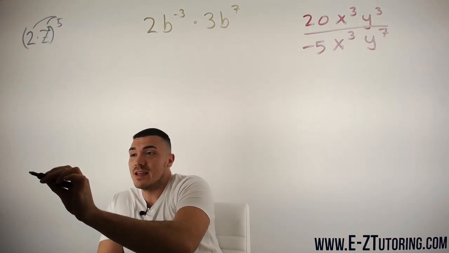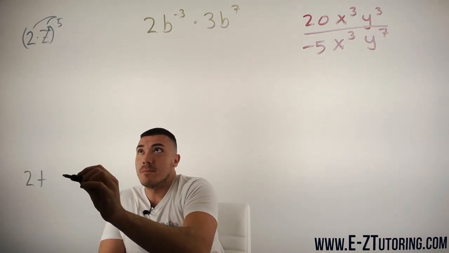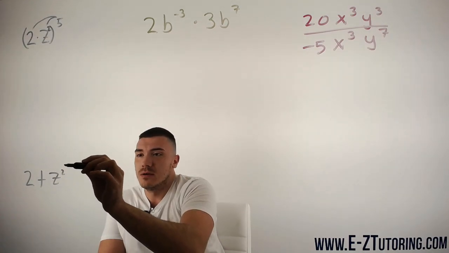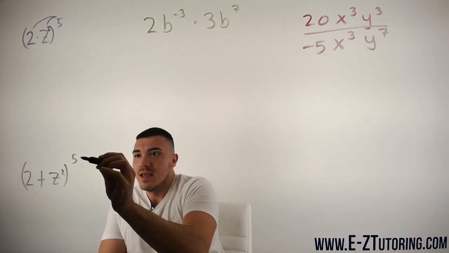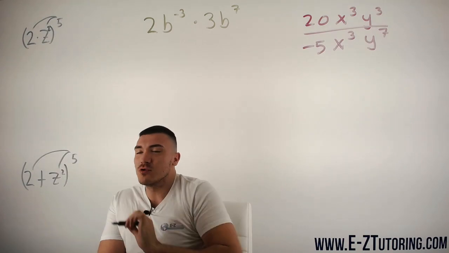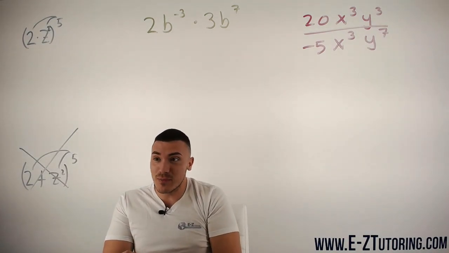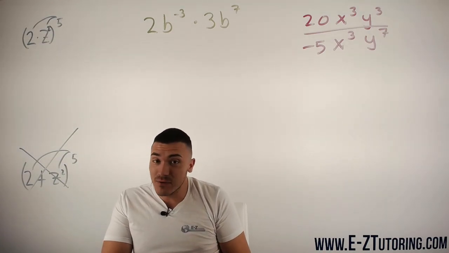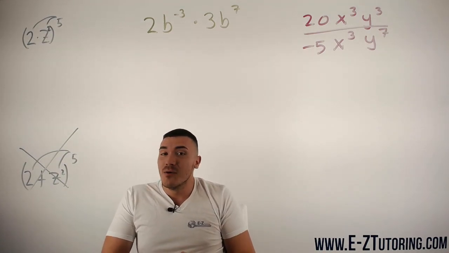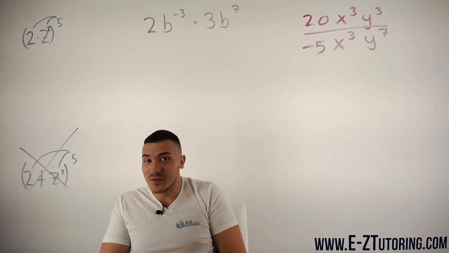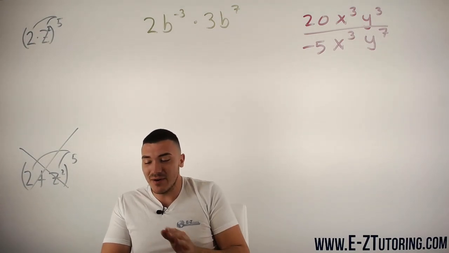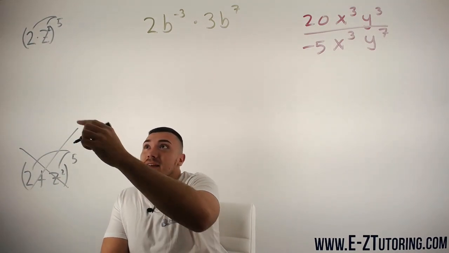Another common mistake that I always see is this right here. If there is addition or subtraction, you are not allowed to distribute that exponent. You are only ever allowed to distribute the exponent when you have multiplication or division. All right, now that that's covered, we can go ahead and distribute this.